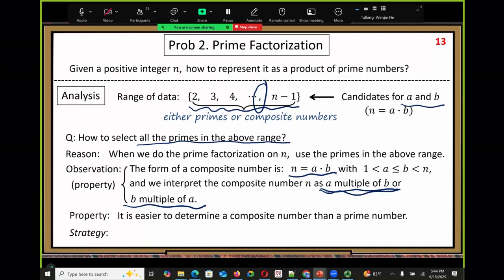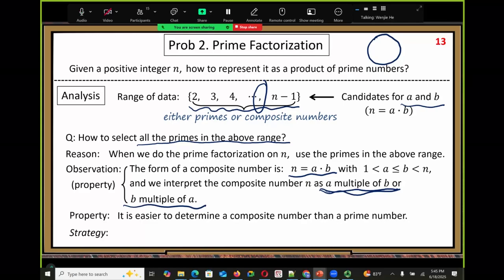But it is relatively easier to determine if a given positive number is a composite number. This idea in problem solving is quite common. People use the idea. So when we work on the data, I draw a circle to represent all the data we need to process.